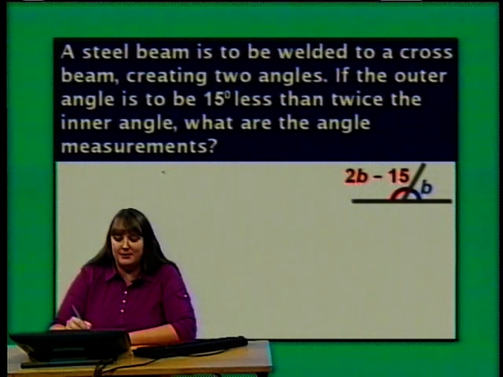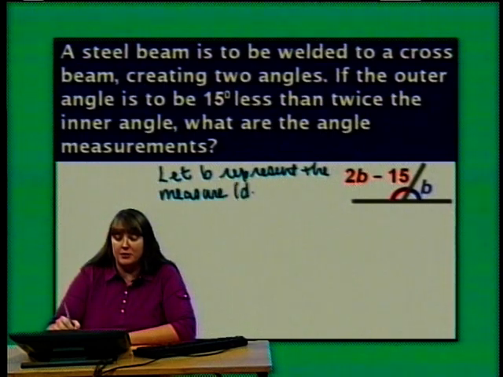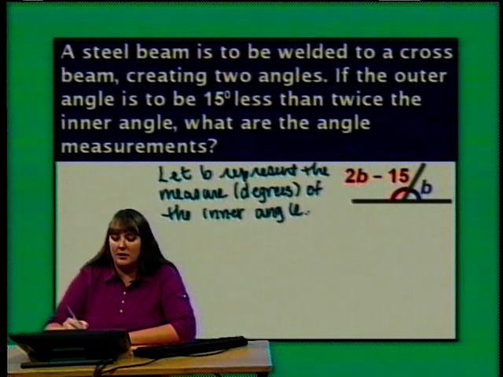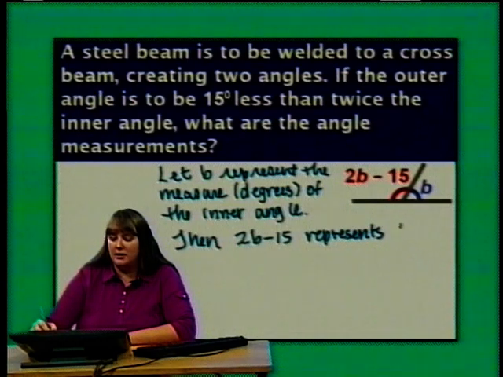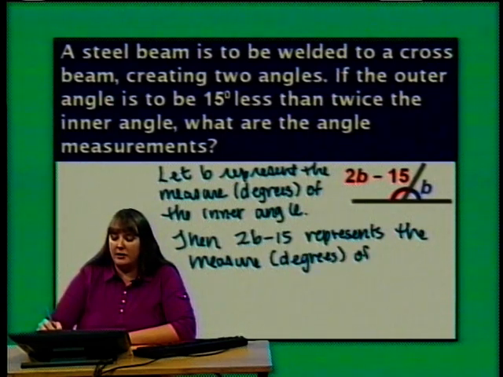Let me define my variables. So let b represent the measure, and we're measuring in degrees, of the inner angle. Then 2b minus 15 represents the measure, also measured in degrees, of the outer angle.